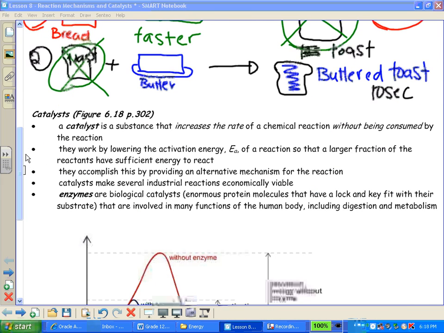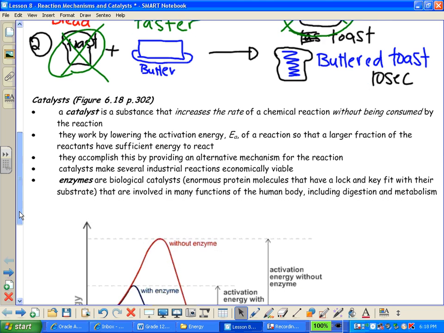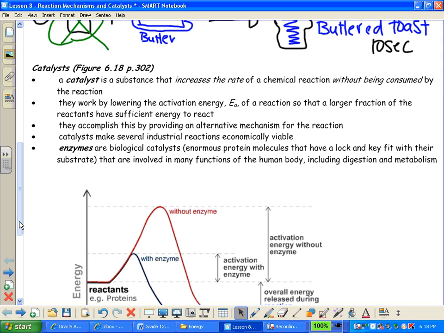So, catalysts. If you want, you could also turn to your textbook right now and go to page 302. I did put a figure on your notes, but there's also a figure in your book, 6.18. You can follow along with that to help you with this part. So, a catalyst is a substance that increases the rate of a chemical reaction without being consumed by the reaction. We add catalysts in order to make a reaction happen faster. However, the catalyst plays no role in the outcome of the product. It just speeds up the actual reaction.